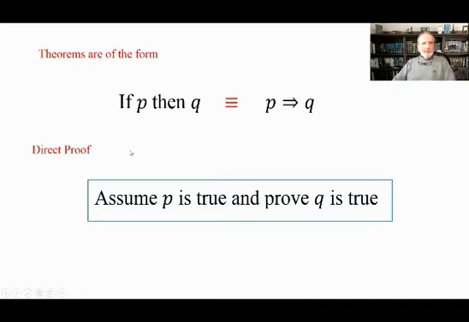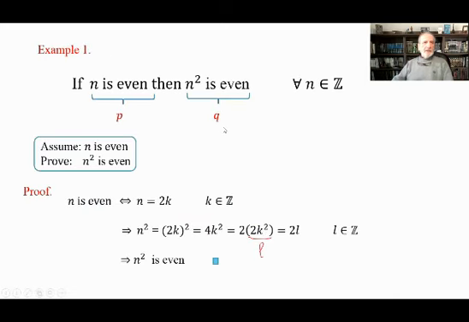So first we introduce direct proof. In direct proof, you need to assume P is true and prove Q is true. Here's an example. If n is even, then n squared is even. So if I take n equals 4, square it, I get 16, which is even. I take n equals 6, square it, I get 36, which is even. So that's what I'm trying to prove for all integers n.